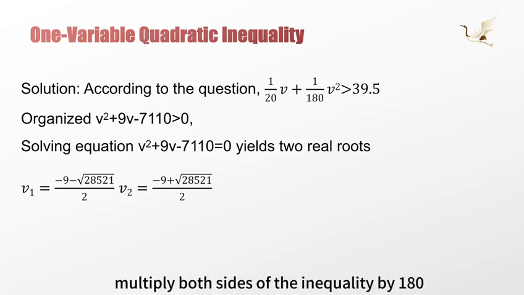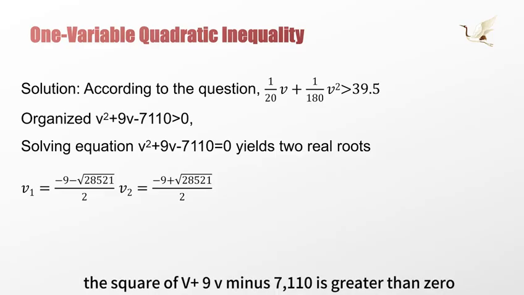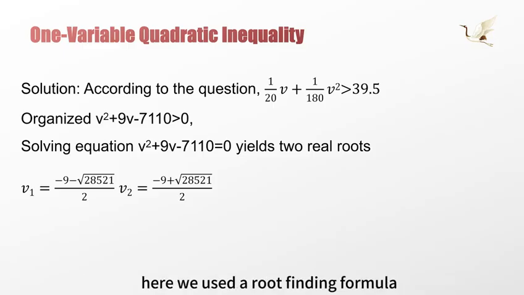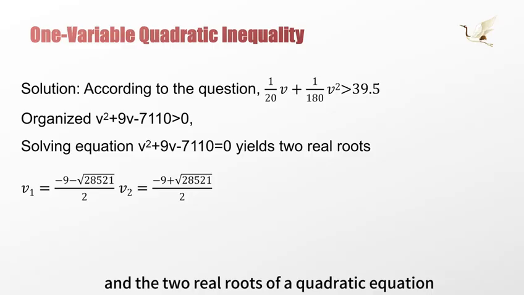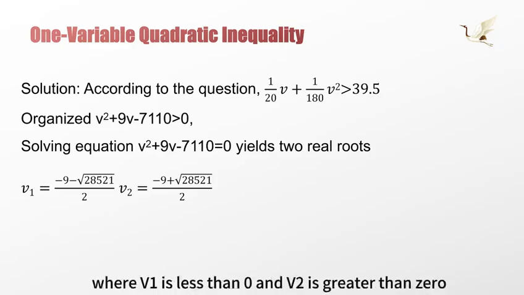Multiply both sides of the inequality by 180, and the direction of the inequality remains unchanged. The square of v plus 9v minus 7110 is greater than 0. Here we use the root-finding formula. v1 and v2 are the two zeros of the function and the two real roots of the quadratic equation. v1 and v2 are two irrational numbers, where v1 is less than 0 and v2 is greater than 0.